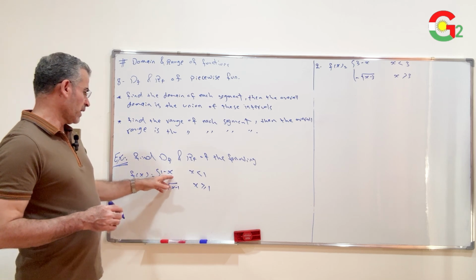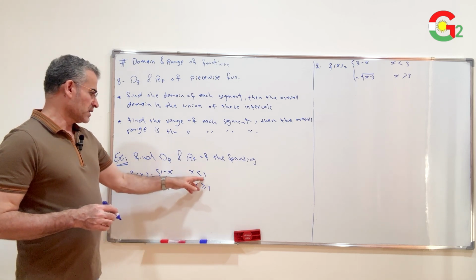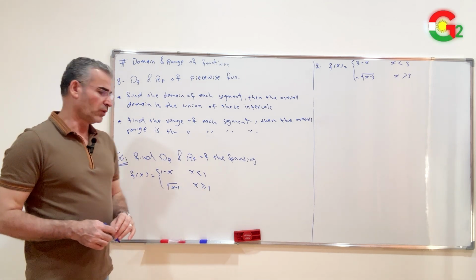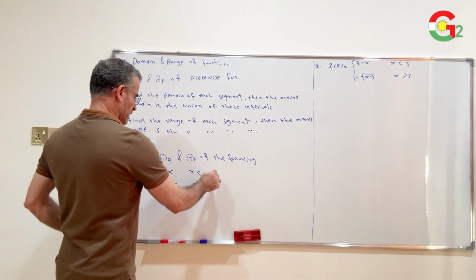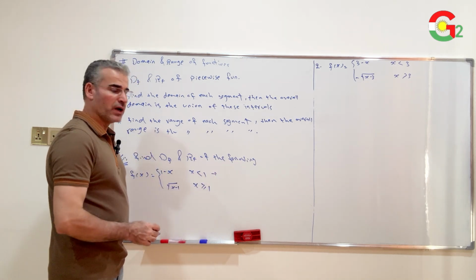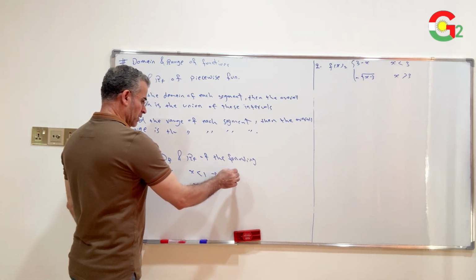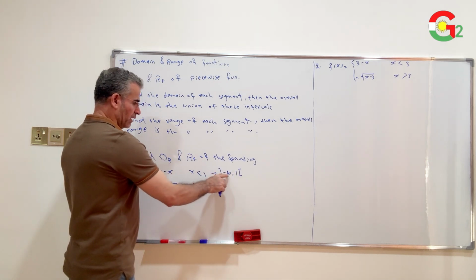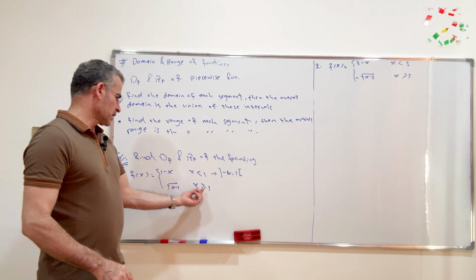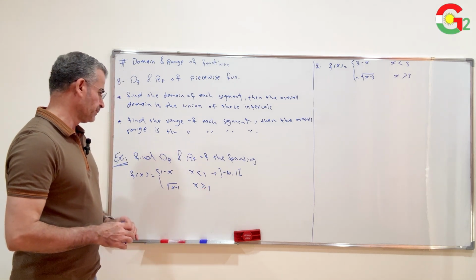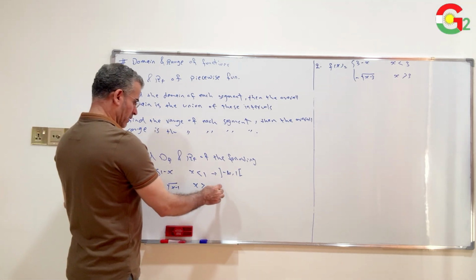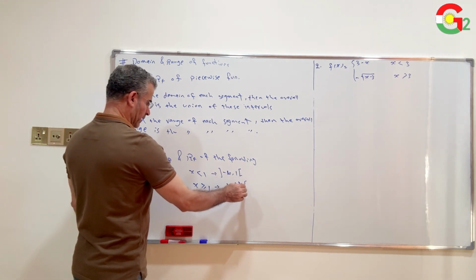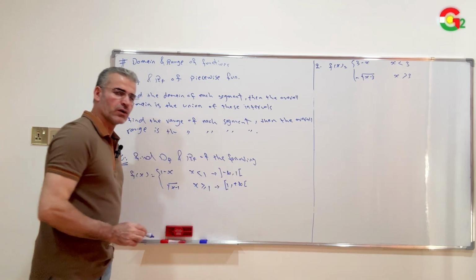f of x equals 1 minus x when x is less than 1, and square root of x minus 1 when x is greater than or equal to 1. The domain of the first segment is x less than 1, which is negative infinity to 1, an open interval. For x greater than or equal to 1, the interval is 1 to positive infinity, with 1 included, a closed interval.